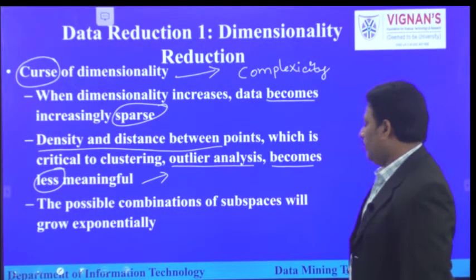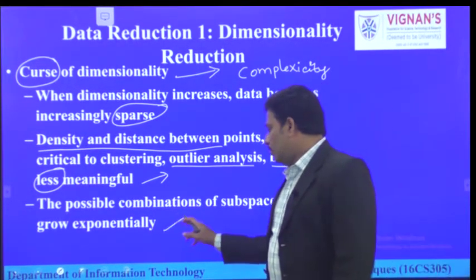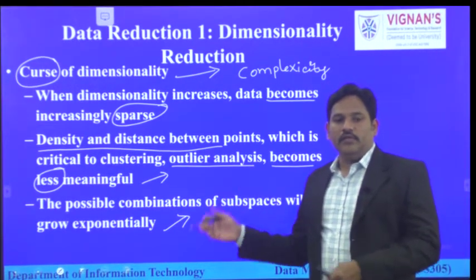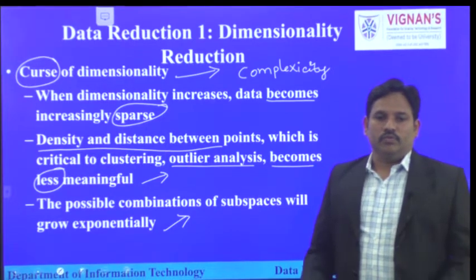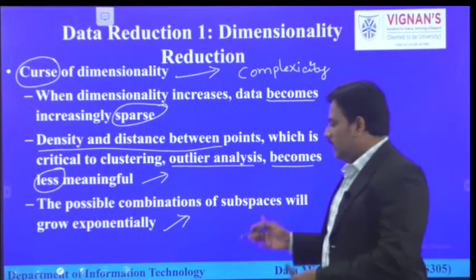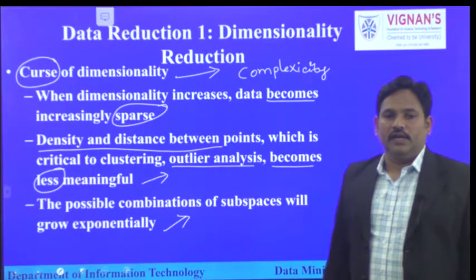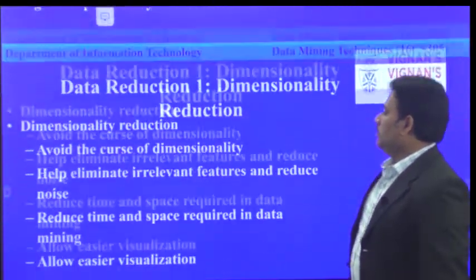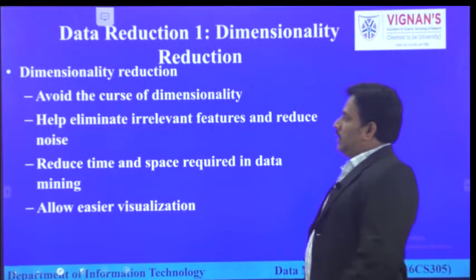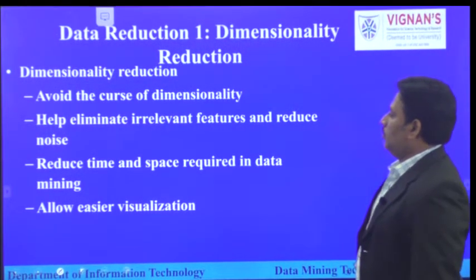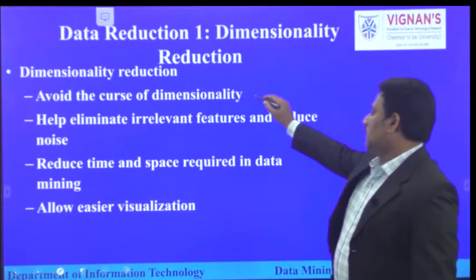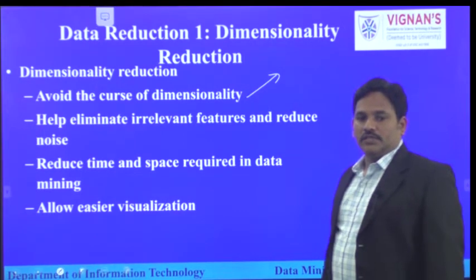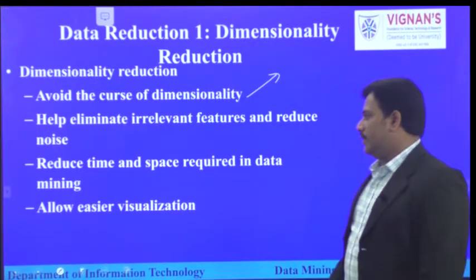Now the possible combinations of subspaces will grow exponentially. That means when we are not removing dimensions, and we keep more dimensions in the data set, that can lead to exponential growth of the data when new data is arriving into the data set. And the next one, under dimensionality reduction, what we are expecting is to avoid the curse of dimensionality. Reduce unimportant dimensions, and that can avoid the curse of dimensionality.